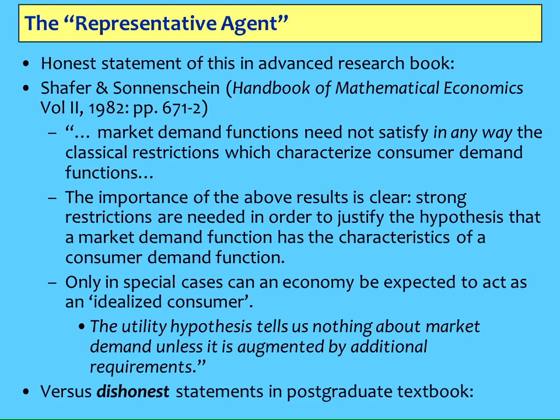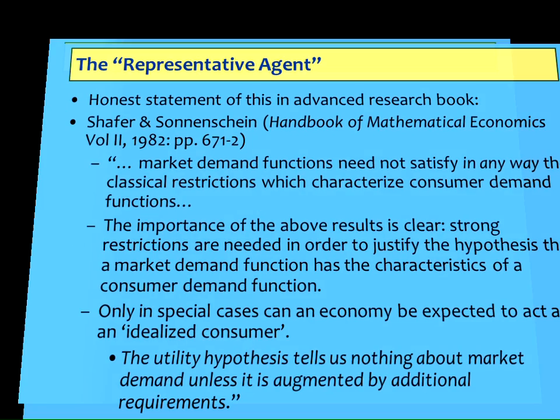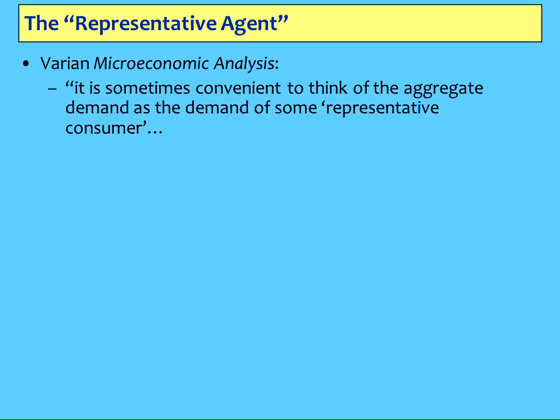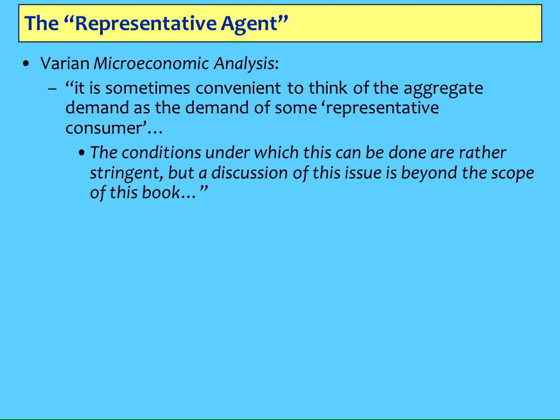Okay. So that's the honest statement of the Sonnenschein-Mantel-Debreu conditions. What you get in postgraduate textbooks is, it's polite to call it dishonest. Here's Varian. I think I mentioned Varian is what you got for micro this year, isn't it? You'll find this statement, I've actually got the page and quoted it in Debunking Economics. It is sometimes convenient to think of aggregate demand as the demand of some representative consumer. The conditions under which this can be done are rather stringent, but the discussion is beyond the scope of this book. In other words, too tough for you guys, we've proved it's okay, no need to worry, nothing to worry about here, please move along.